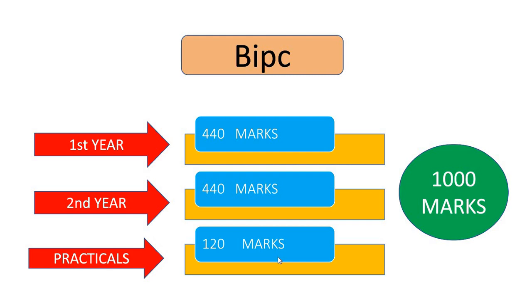So we saw that for MPC there will be only 60 marks for practicals. So the total of this is 1000 marks. 440 plus 440 plus 120, the total will be 1000 marks. So these practical marks, 120 marks, will be included in your second year marks, so they will award you like that. So this is the total of first year marks, and this is for second year marks.